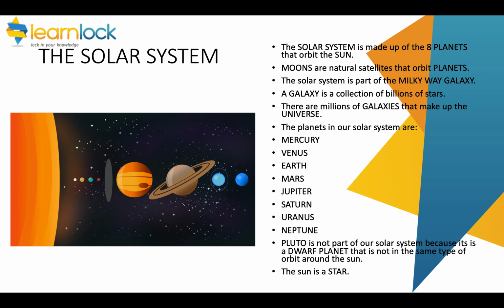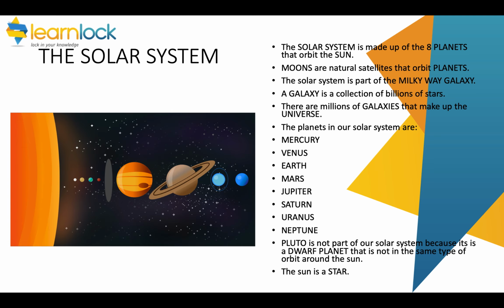The solar system is made up of the Sun, which is a star, and 8 planets. Moons are natural satellites that orbit the planets. The solar system is part of the Milky Way galaxy. A galaxy is a collection of billions of stars, and there are millions of galaxies that make up the universe.